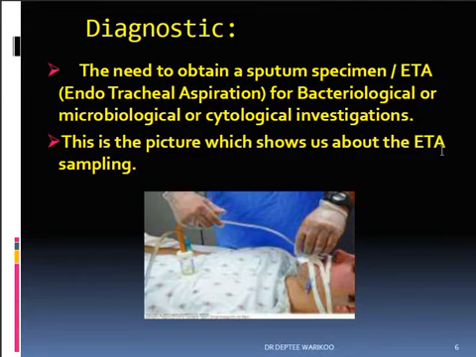Another type is the diagnostic. In the diagnostic, the indications could be the need to obtain a sputum specimen in the patients who are already going through endotracheal aspirations. For bacteriological or microbiological or cytological investigations, you can use suctioning. Here in this picture you could see we are using the suctioning device to collect the sample.